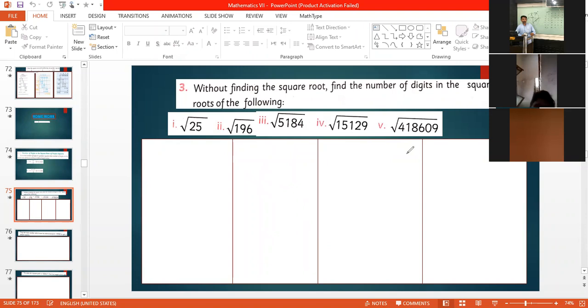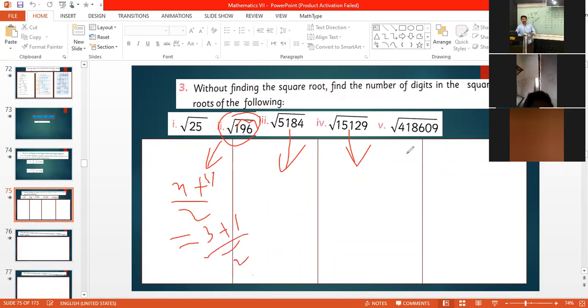Just write the answer. This will be in the objective type: how many digits will be in its square root? Check the second one. How many digits are there? 3 digits. So n plus 1 by 2 is the formula for odd n. 3 plus 1 by 2, so that is 4 by 2. From 4 by 2, we are getting just 2.